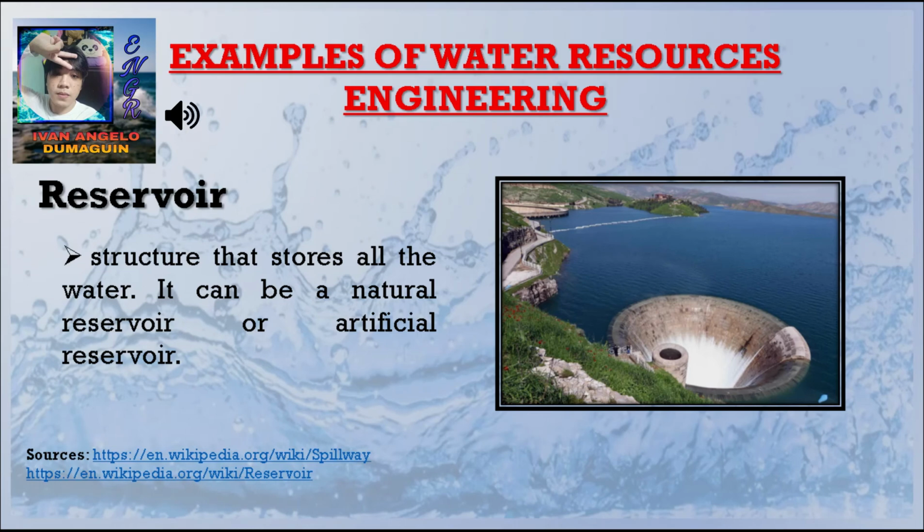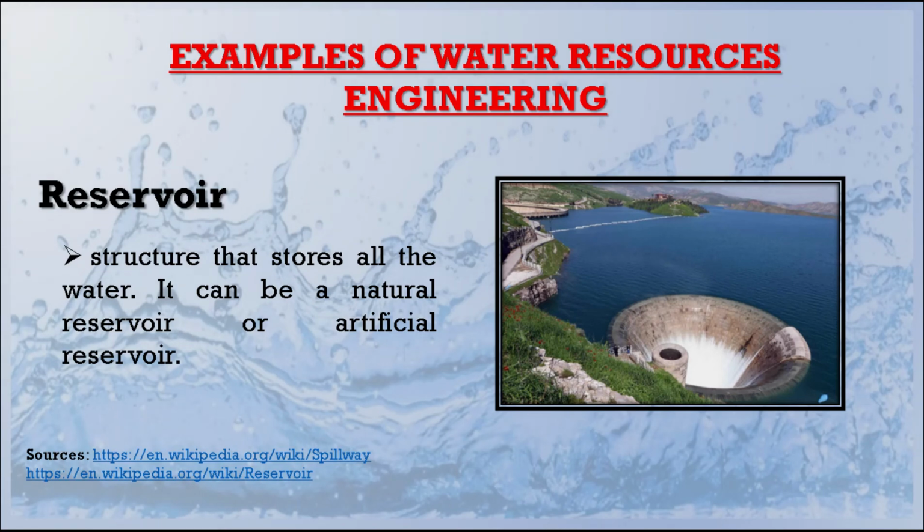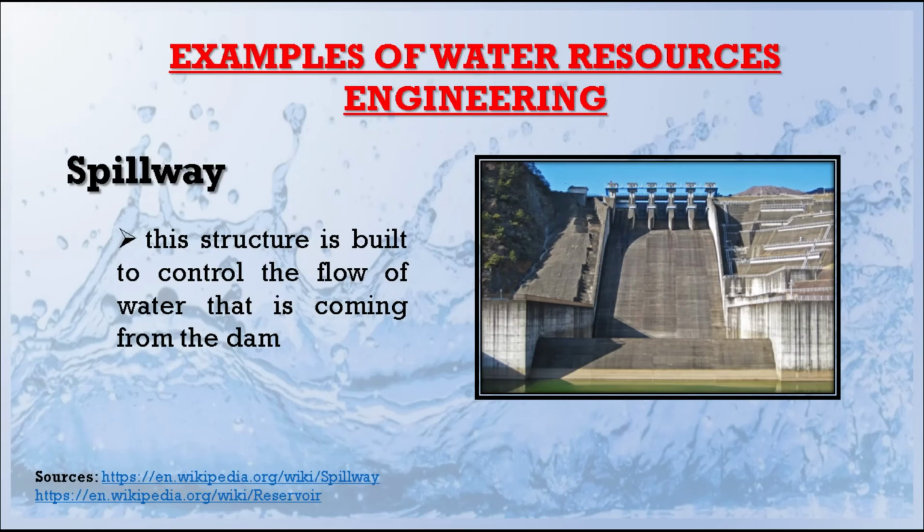Next example is reservoir. This structure is built to completely store the water that is coming from the dam. There are two types of reservoir. It can be natural or artificial reservoir. Natural reservoir can be a lake, sea, or any form of bodies of water, while artificial reservoir is built by humans. Next example is a spillway.